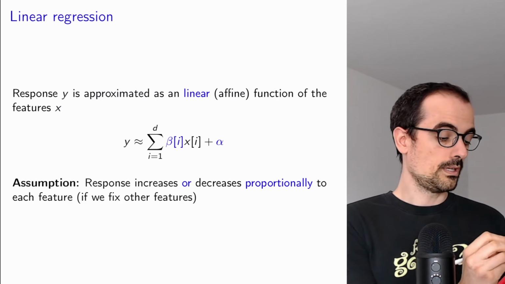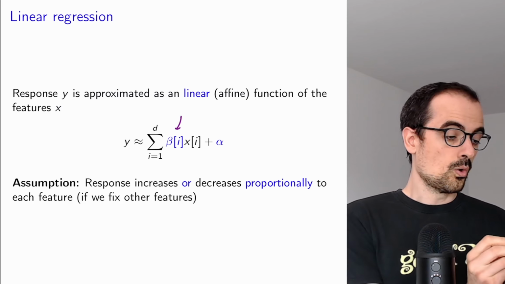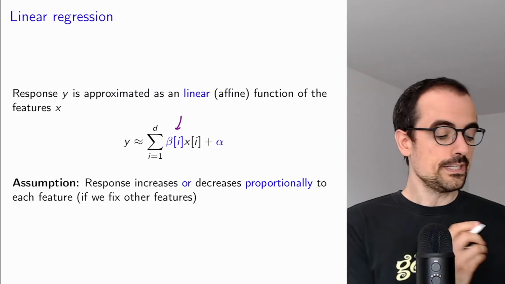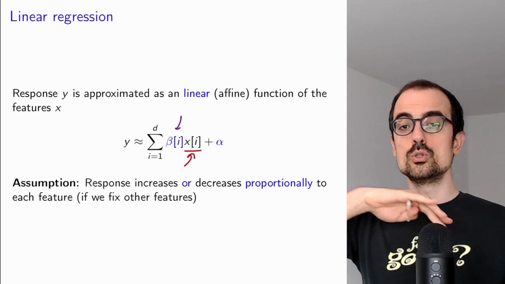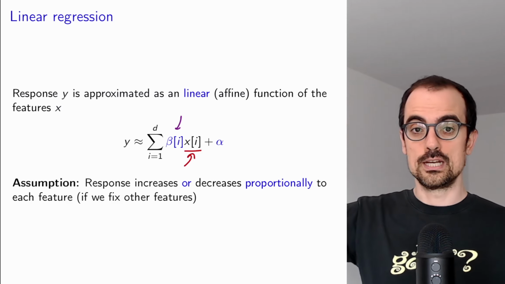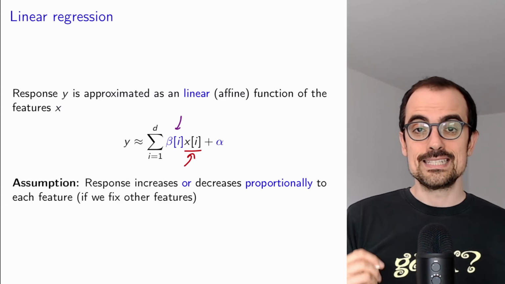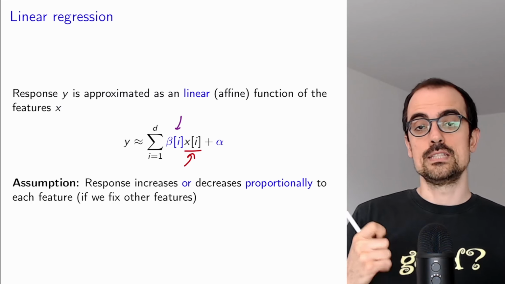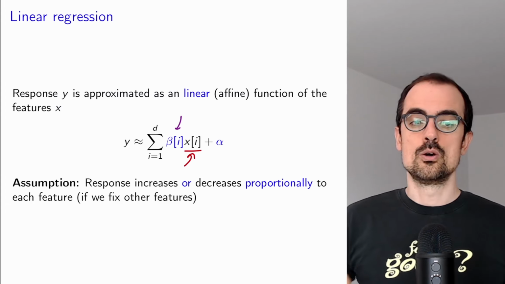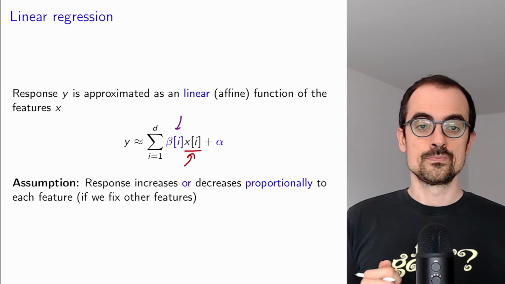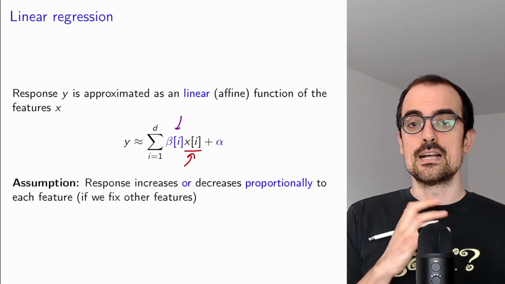Consequently, if the linear coefficient is positive and we fix all other features, if we increase the ith feature, the response is going to increase monotonically, proportionally to that feature. If the linear coefficient is negative, as we increase the ith feature, if we fix everything else, the response is going to decrease proportionally to that feature. And that is true for all the features in a linear regression model.